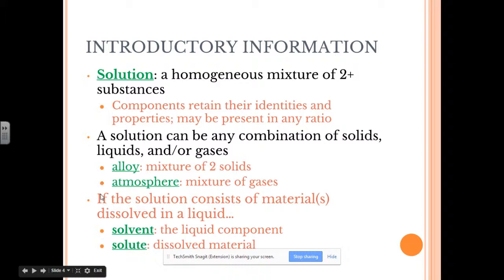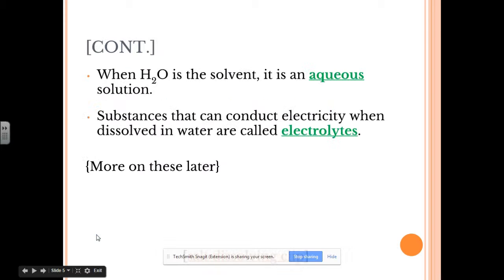Special type of solution here, and this is the one we're going to talk about the most: something dissolved in a liquid. It doesn't have to be a solid. We can dissolve gases in liquids, and we can dissolve other liquids in liquids, but the liquid component is what we are going to call the solvent. The solute is what we are dissolving in that. So watch your two S words here. Be sure to know the difference between each.